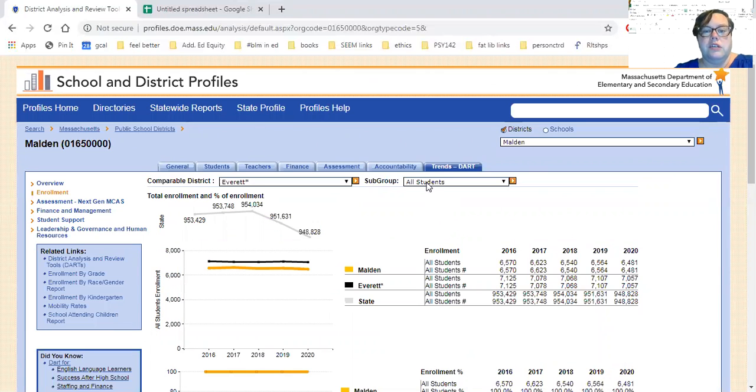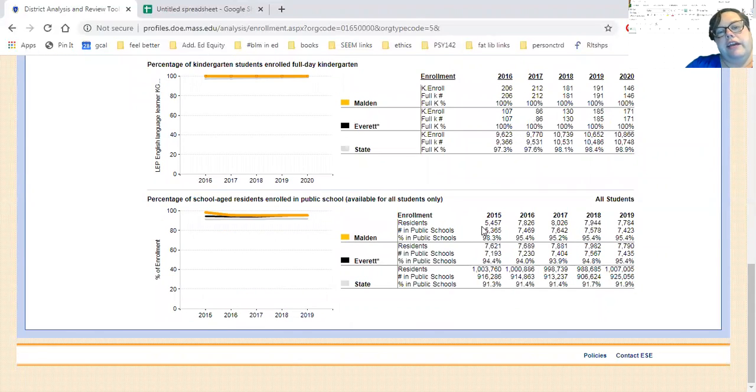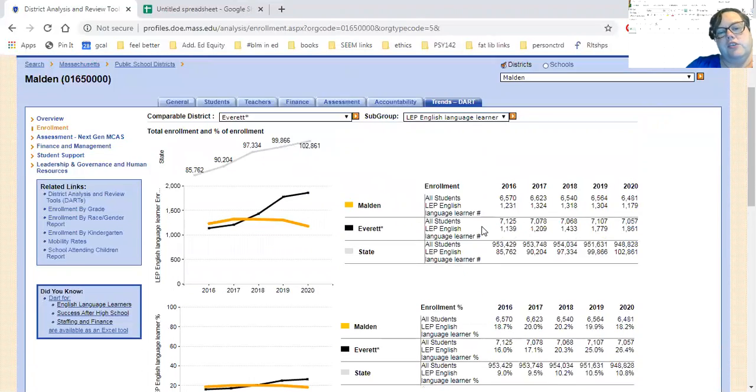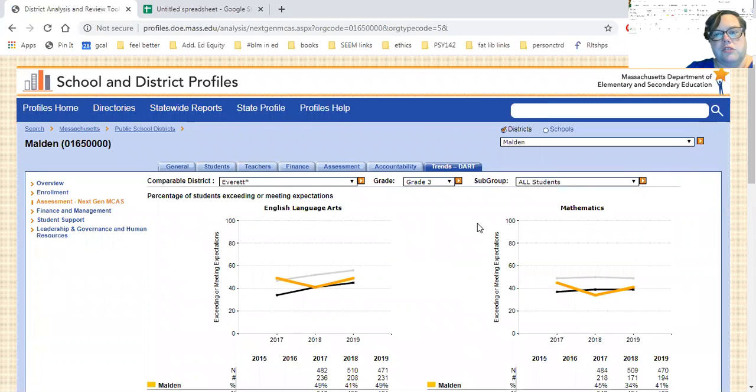We can also check out different subgroups. So let's say I want to look at English learners. I'll click that there and I'll click the little go arrow. So we can see the enrollment, the stability rate, all of that information is here again. This shows us the percent of English learners in the school. Malden, pretty constant, trending down slightly. Everett trending up somewhat. We can check out their next generation MCAS scores.